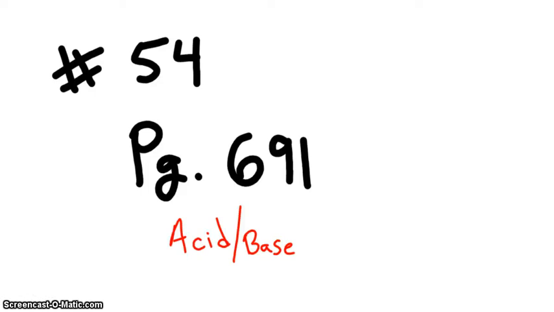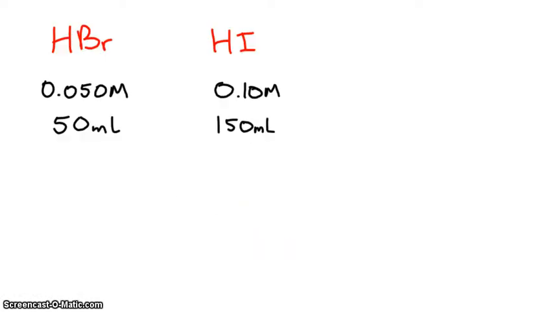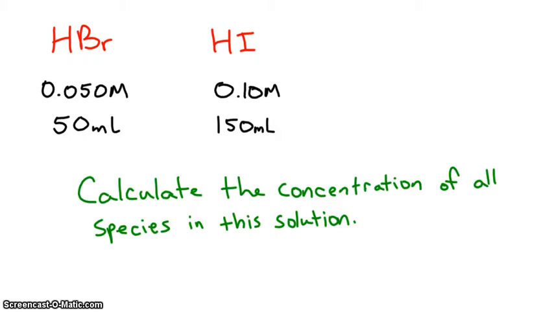Number 54, page 691, acid-base chemistry. In this problem, we're told we have two solutions, HBr and HI, at varying concentrations and different volumes. We are asked to calculate the concentration of all the species in the solution when the HBr and the HI mix.